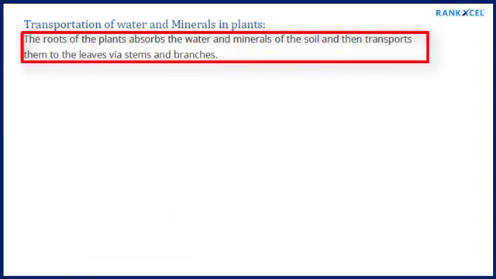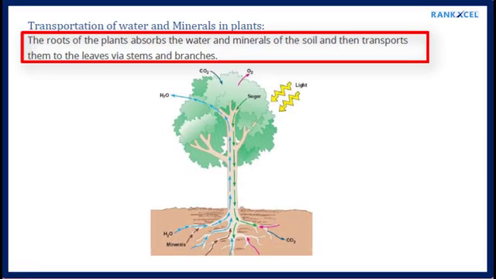Transportation of water and minerals in plants. The roots of the plants absorb the water and minerals of the soil and then transport them to the leaves via stems and branches.